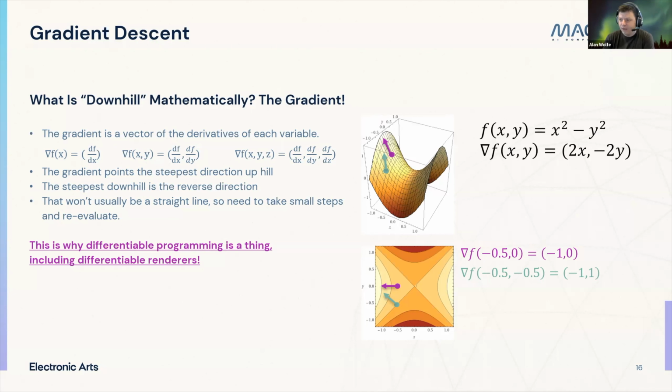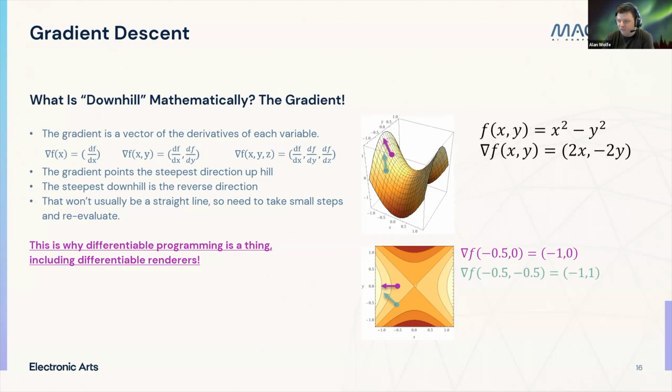Unfortunately, the path to get to the global minimum is often not going to be a straight line. So you want to follow the gradient, but because it's not going to be a straight line, you want to take small steps and reevaluate.